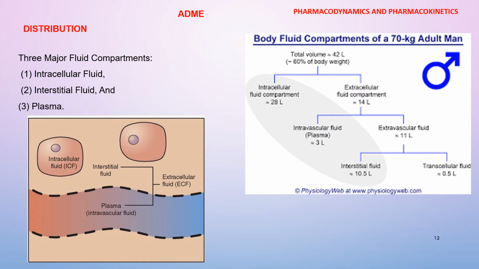In a healthy adult male, approximately 3 liters is the intravascular fluid, where the drug constituents are concentrated immediately after absorption. The drug is then distributed to various organs and tissues of the body by the extravascular system, that is, the interstitial fluid and the intracellular fluids.